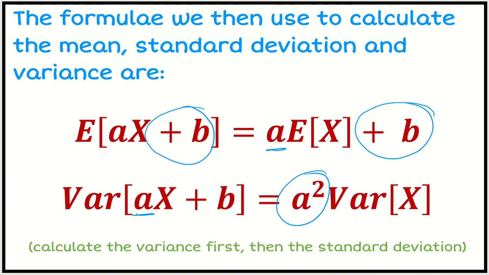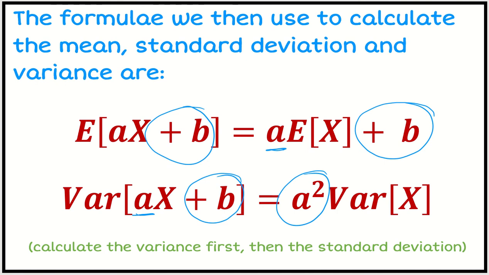And the reason for that is because our variance is our standard deviation squared, and so this is where the squared part comes from. Then, if we have an amount that we're adding or subtracting, you'll notice that's not in the variance formula at all.